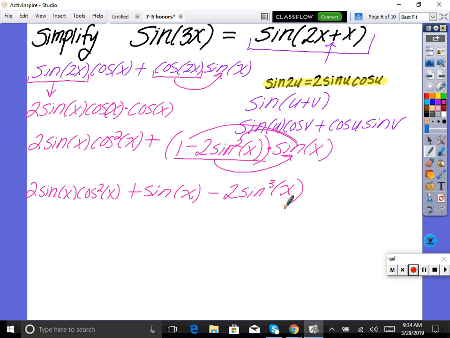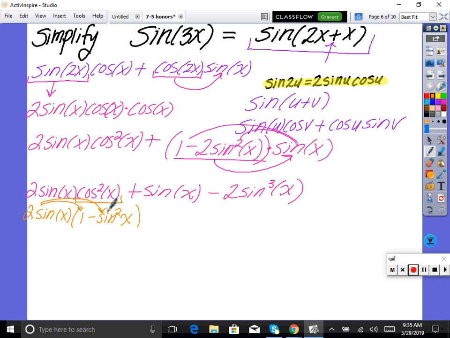Any suggestions of what to do next? Okay, good idea. So you're saying, I'm seeing a lot of sines. Maybe let's change our cosine squared into terms of sine. I like the idea. Let's see if that's going to help us. So we have 2 sine of x, and then we're timesing that by 1 minus sine squared, a Pythagorean identity. So I would distribute that here and here then.